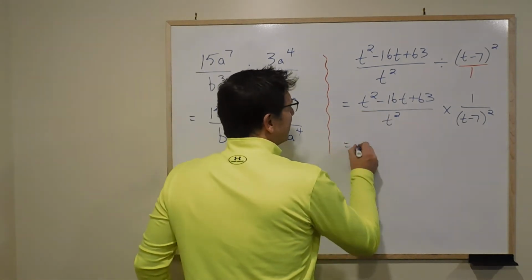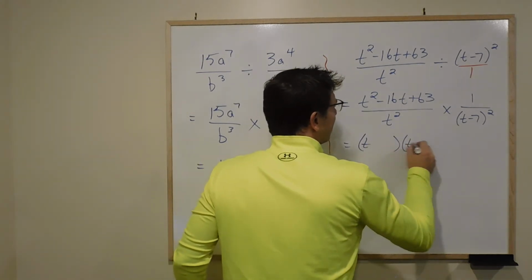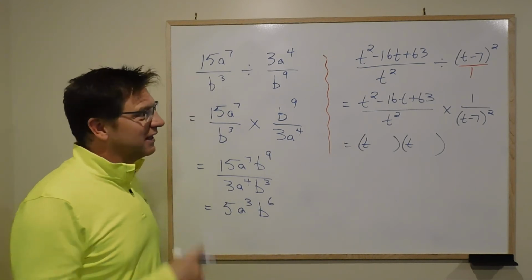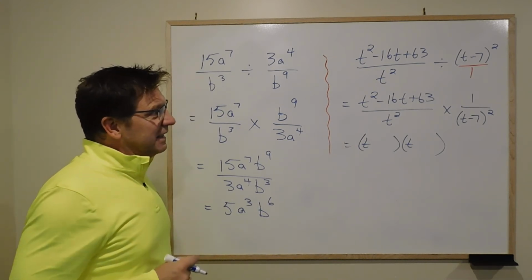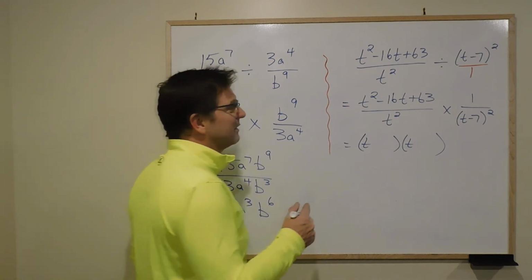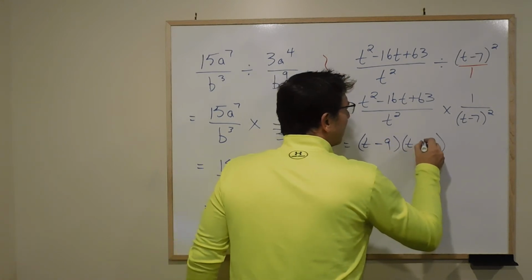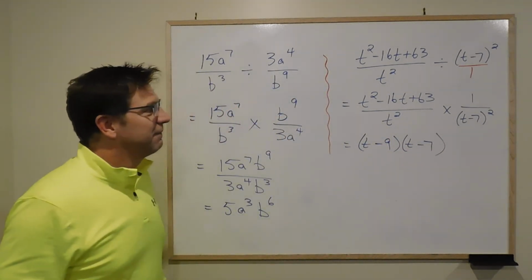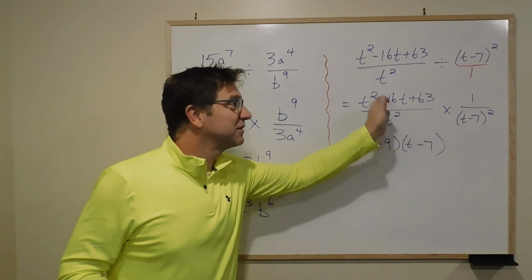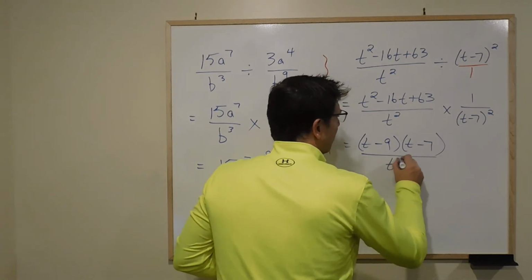Okay? So I'm going to factor this, and that's t in the front. And I need two numbers that multiply to 63 and add to negative 16. 9 times 7. Let's go with 9 times 7. 9 times 7 multiplies to 63. And if I make them both negatives, right? Negative 9 times negative 7 is 63. Negative 9 plus negative 7 is negative 16. Okay? And we leave the t squared on the bottom.